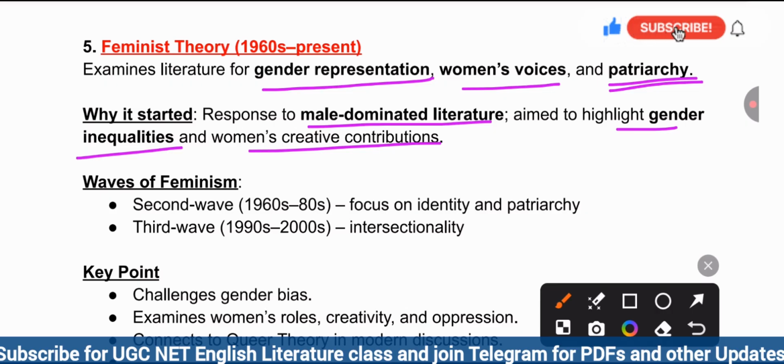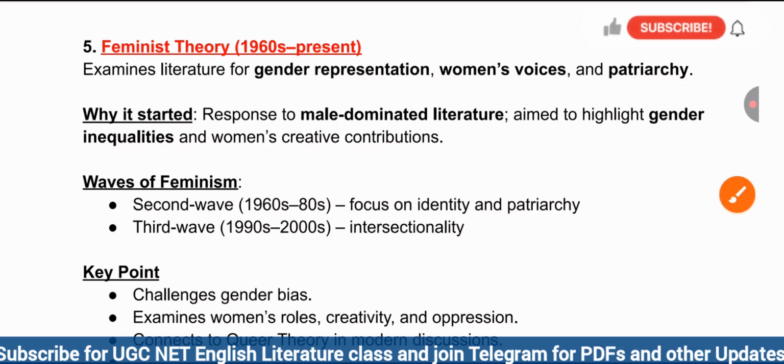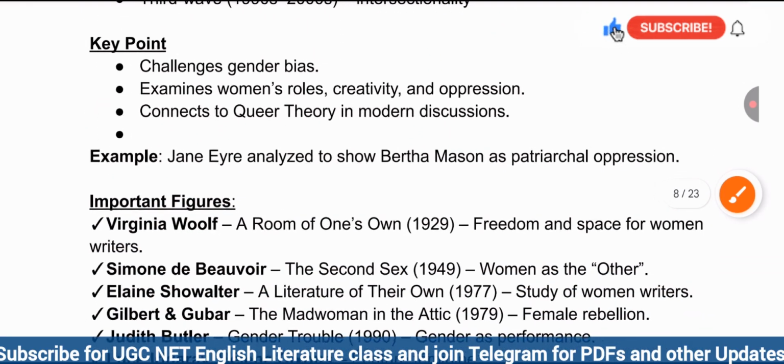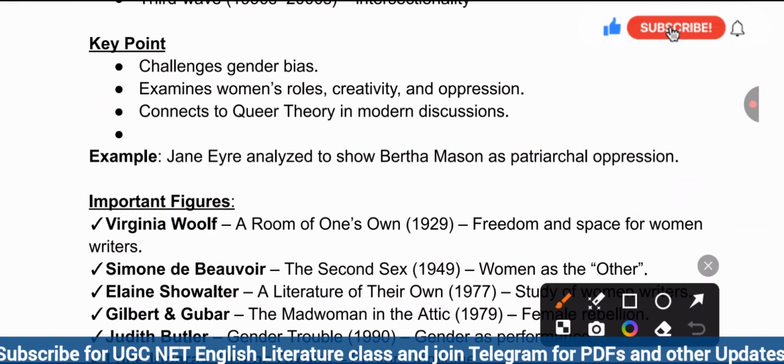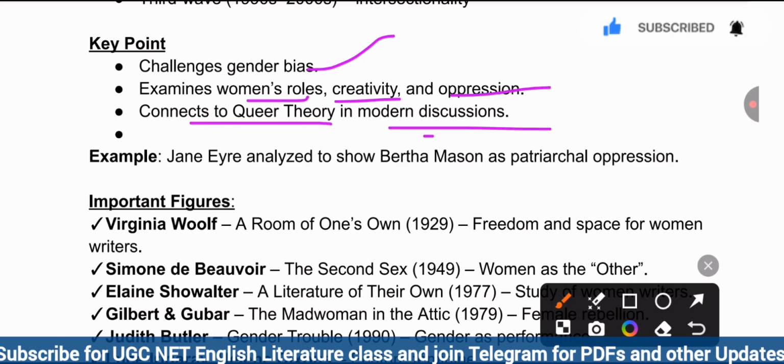And there is feminism, waves of feminism. I will teach you with the notes that I have prepared. So it is incomplete here. Sorry, I forgot to add. The key points in feminist theory you have to remember: it challenges gender bias, examines women's roles, creativity, and oppression, and it also connects to queer theory in modern discussion.